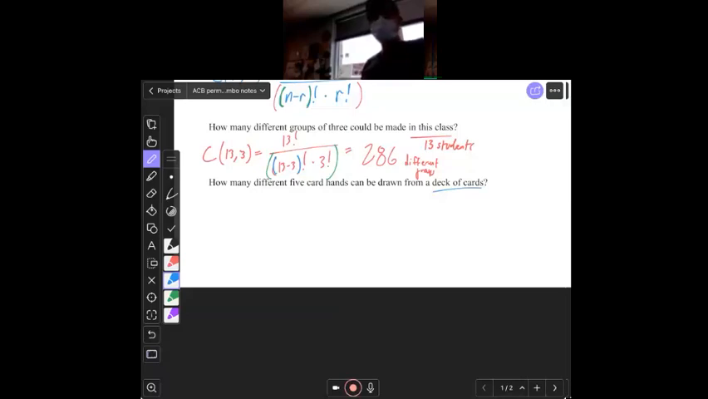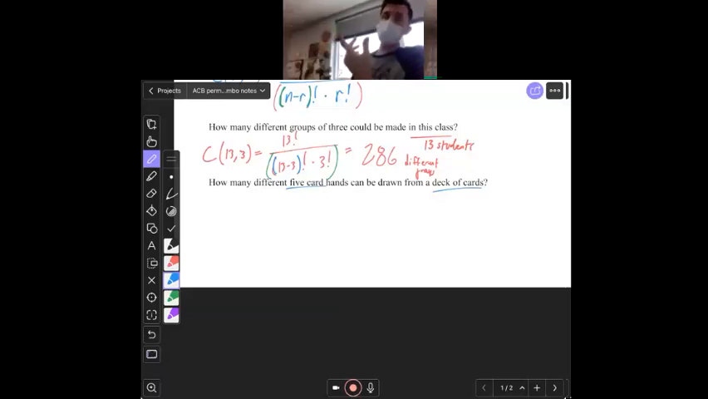So how many different 5-card hands can be drawn from a deck of cards? There's 2 numbers within there. They only say 1 number, but there's 2 numbers within there. The idea is that you have your ace of spades, your 2 of hearts, your 3 of diamonds, your 4 of clubs, and your 5 of hearts. But it doesn't matter what order you pick them in, just that's what's in your hand when you're done. So that's a combination. The order doesn't matter. That's why it's a combination.